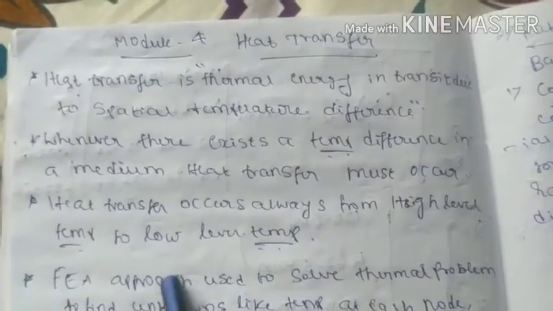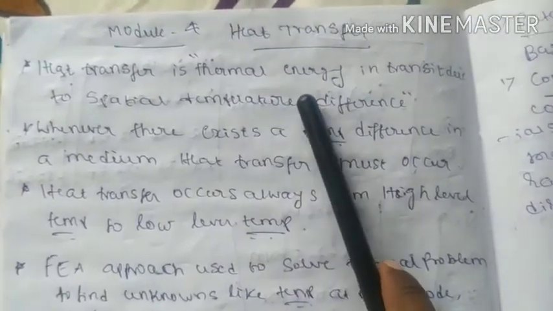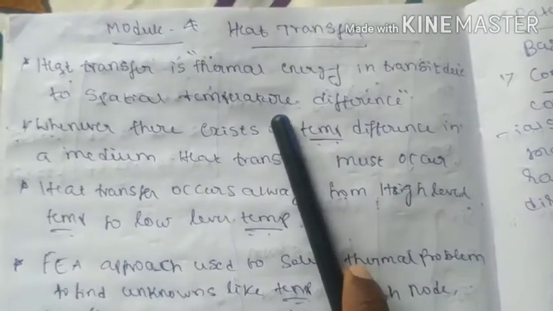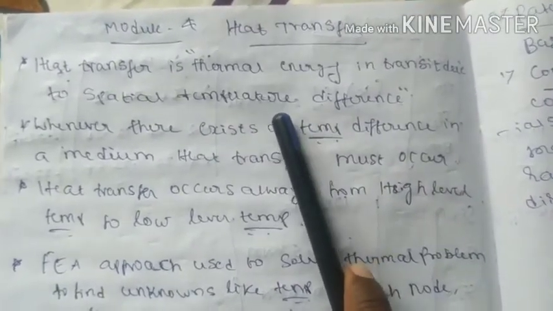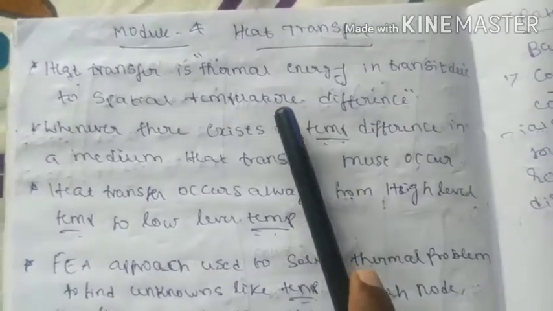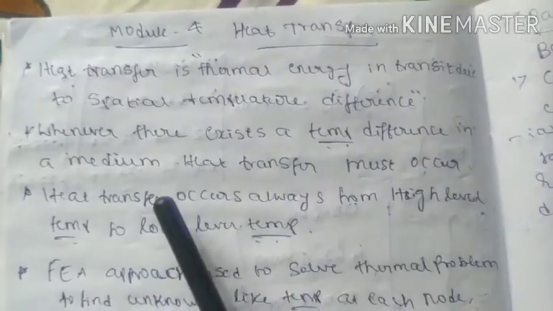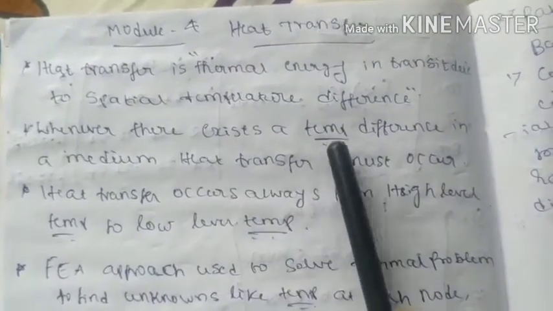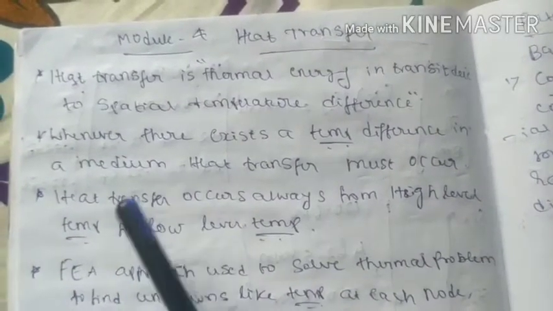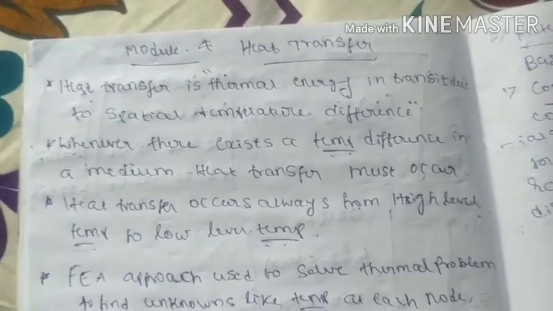Let's see first the introduction. Heat transfer is thermal energy transmitted due to spatial temperature difference. Heat transfer is thermal energy in transit due to spatial temperature difference. Whenever there exists a temperature difference in a medium, heat transfer must occur. Heat flows always from a higher level to a lower level. That means, as the name indicates, heat is going to be transferred from one point to another point.